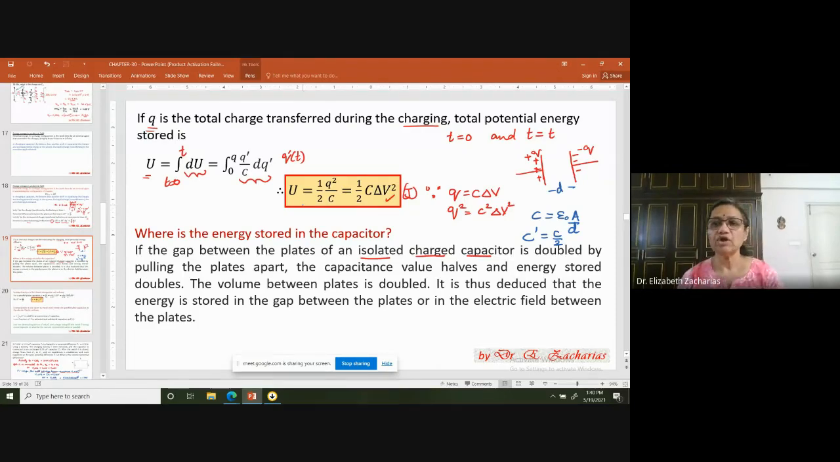Okay, therefore, you can also talk about what is going to be the new energy in the capacitor. What will be the new energy in the capacitor? Anyone? Use this and tell me what will be the new energy.